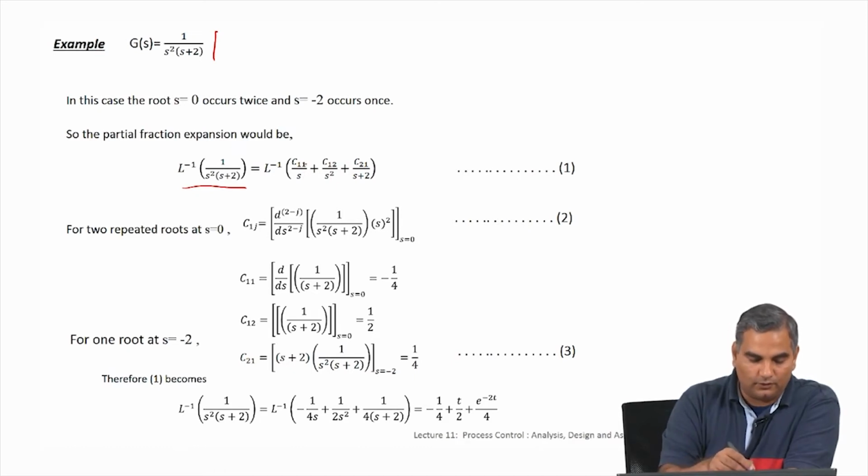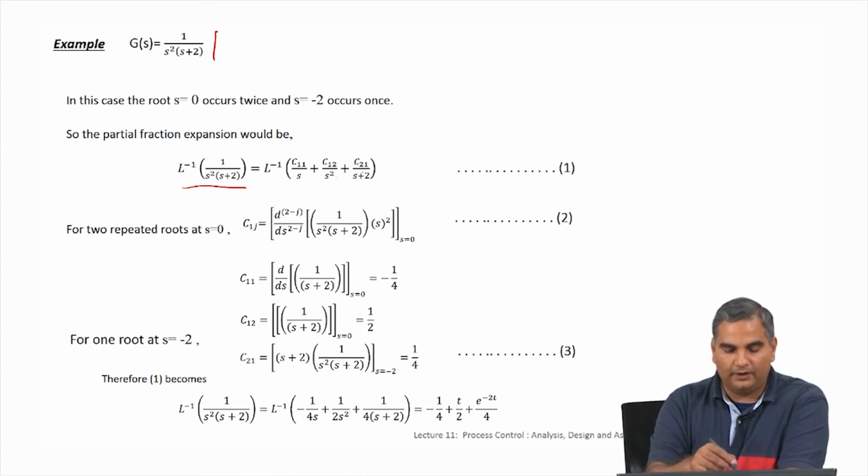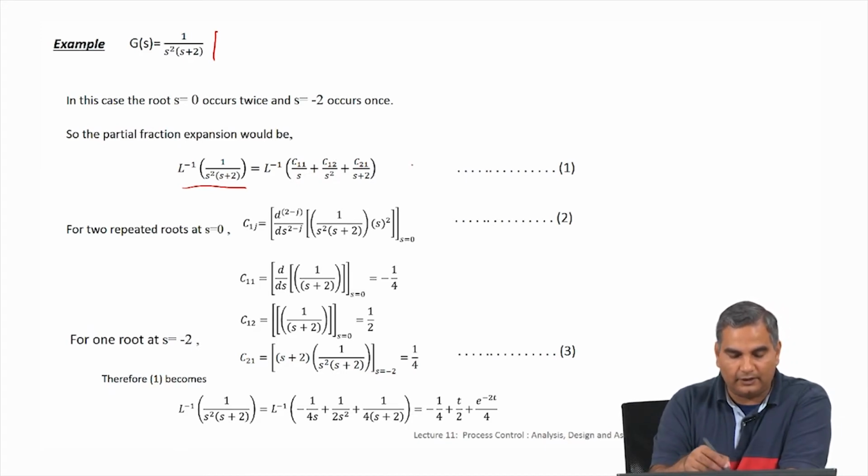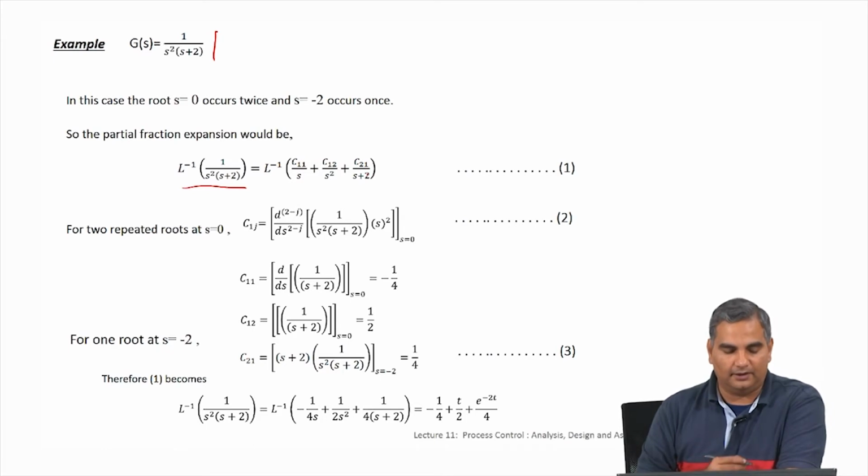So, this is the first root first term, this is the first root second term, and this has s squared, and this is the second root first term s plus 2, and there are no more terms because it is a non-repeating value.